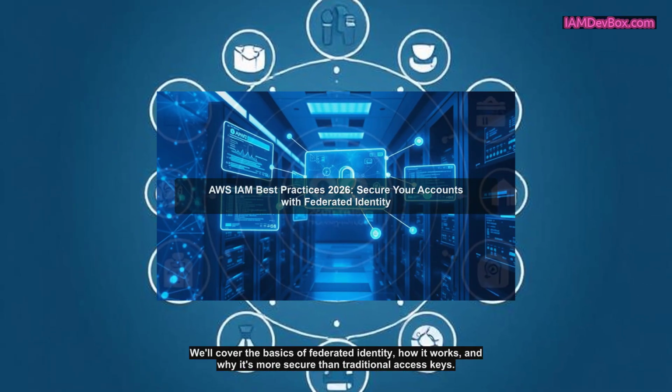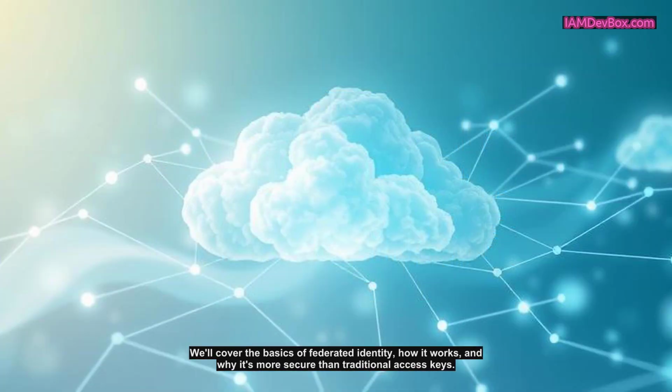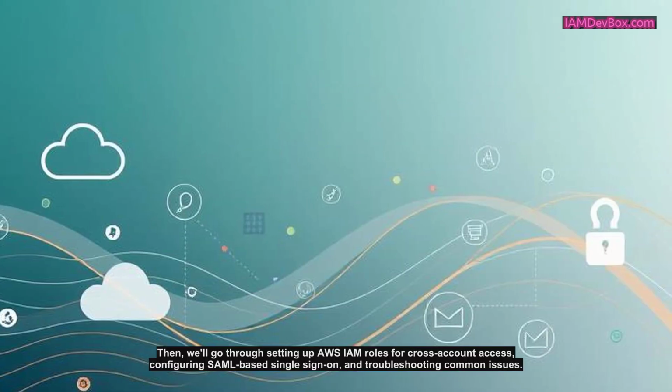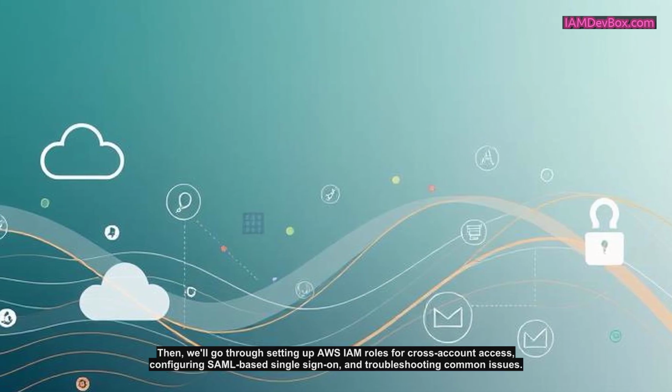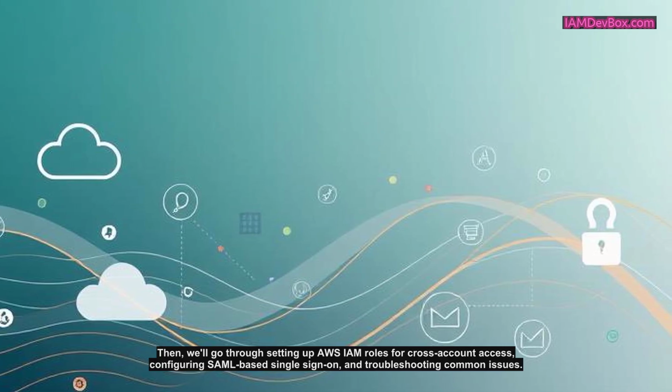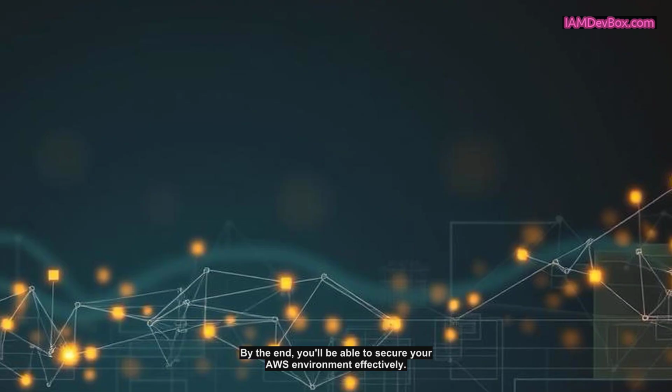We'll cover the basics of federated identity, how it works, and why it's more secure than traditional access keys. Then, we'll go through setting up AWS IAM roles for cross-account access, configuring SAML-based single sign-on, and troubleshooting common issues. By the end, you'll be able to secure your AWS environment effectively.